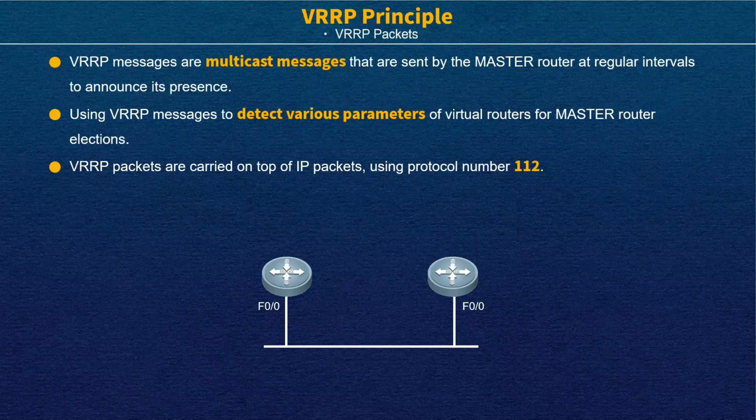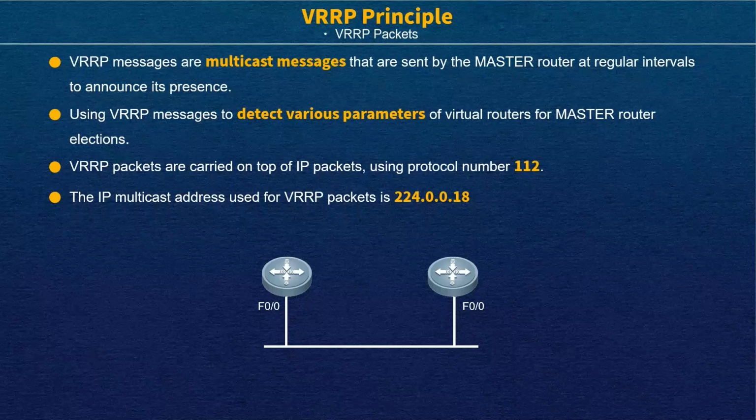And this VRRP protocol will be encapsulated into the IP packets, and the protocol number is 112. Multicast message means in the IP header, the destination IP address is a multicast address, and the address is 224.0.0.18. So maybe you use a tool like Wireshark to capture some packets, and you find the destination IP address is this IP address.